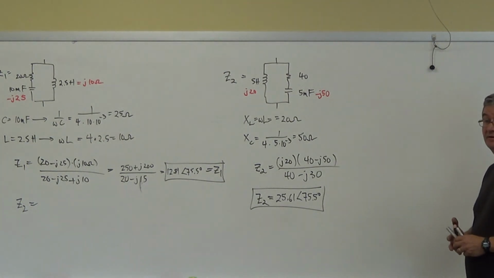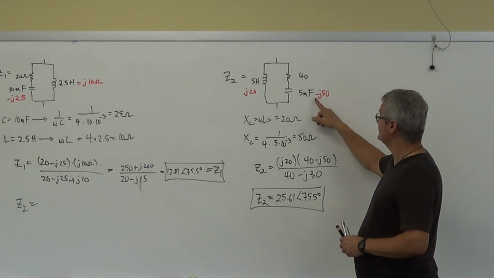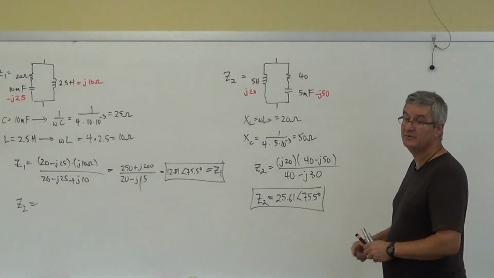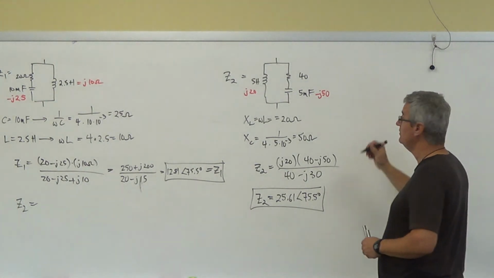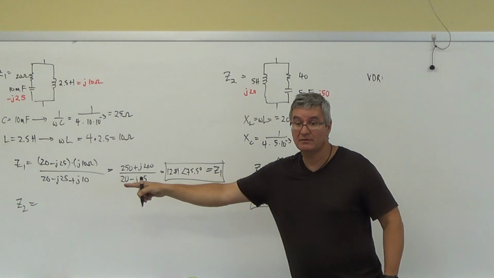Is that 40 minus J30 or 50? See, I got to sum these two. Minus J50 plus J20 gives me minus J30. So now, what am I going to do? I'm going to use voltage divider rule, right? Like we did over there.